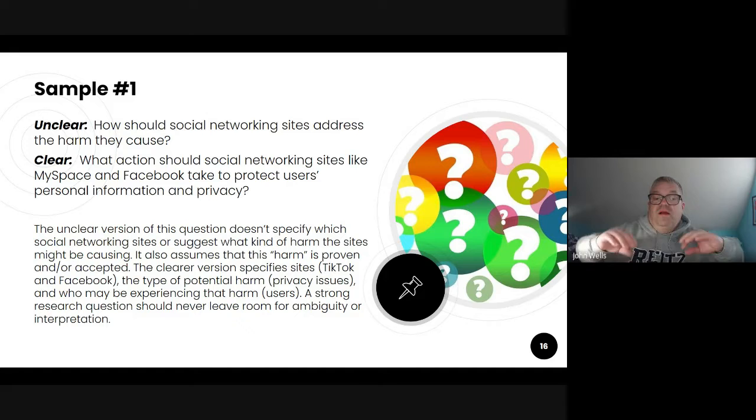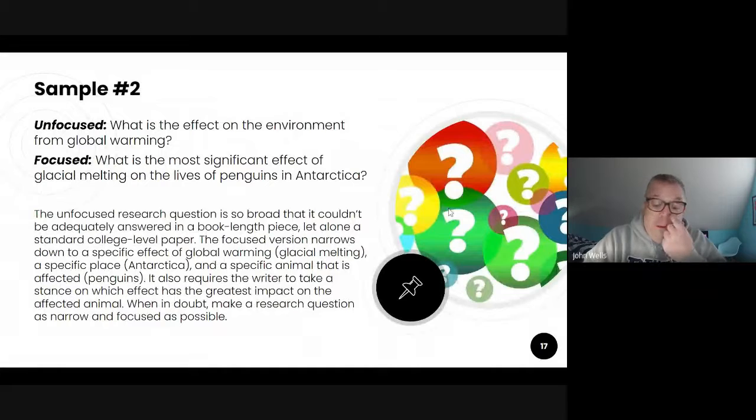So, in other words, I don't think that the first statement is bad, but it's just not really clear what you want to focus on. Now, by clarifying that, we know, okay, we're looking for steps that platforms can take to protect these kinds of things. Now, could it be what actions should social networking sites take to protect young users? Great, whatever. But we're focusing it down. We're making it very clear as to what we're looking at. Let's look at another example here.